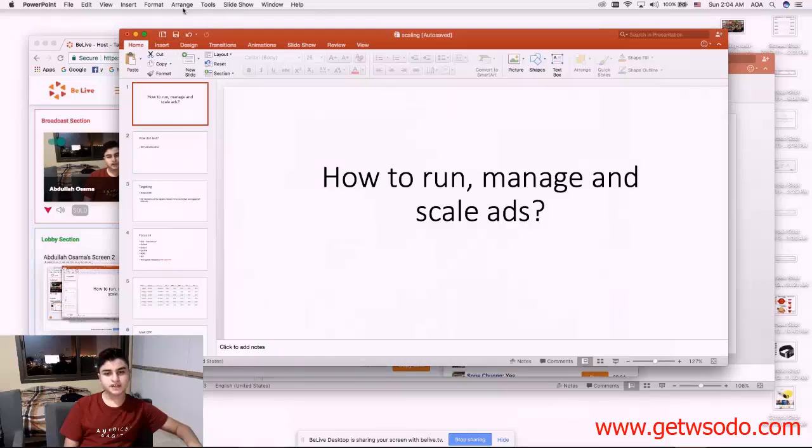So talking about Facebook ads, how to run, manage, and scale ads.